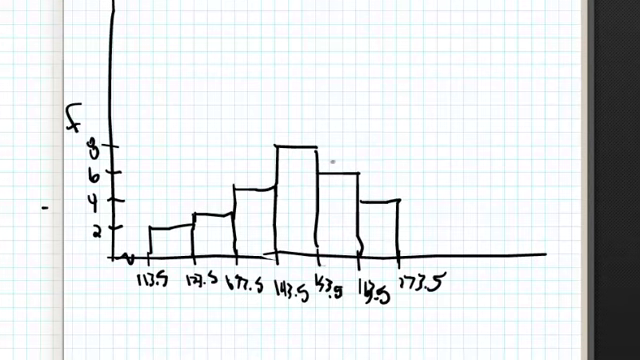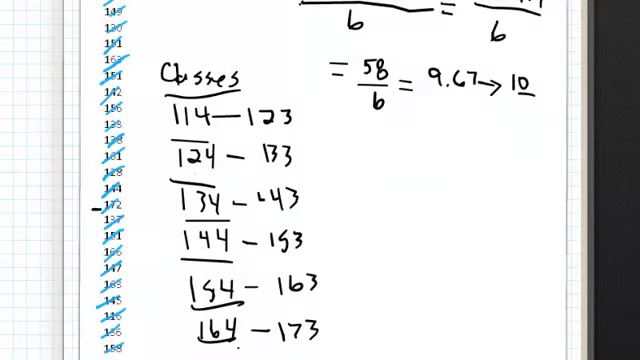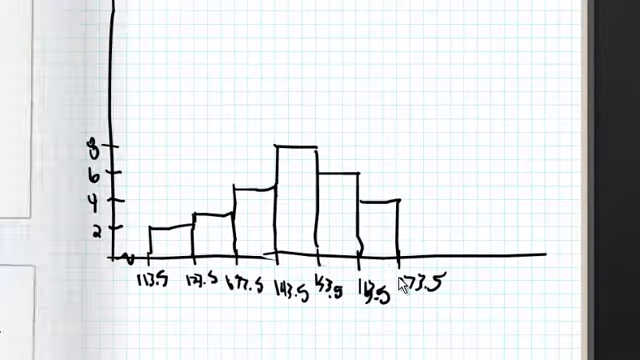I guess it is kind of filling those in. Look at that. Isn't that pretty? Let's double check just to make sure I'm not crazy. Let's see. 2, 3, 5, 8, 6, 4. Perfect. And that is our histogram.